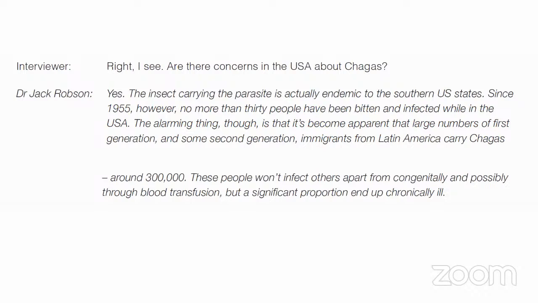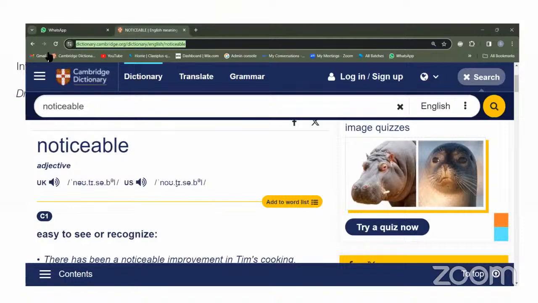But it is apparent that large numbers of first generation and some second generation immigrants from Latin America, those who came from Latin America, already have this disease. They already migrated to the USA. In the USA, people are not getting this disease, but they came and they are settled here. They already carry this disease, and this parasite is endemic. Endemic means what? What do you mean by the word endemic?